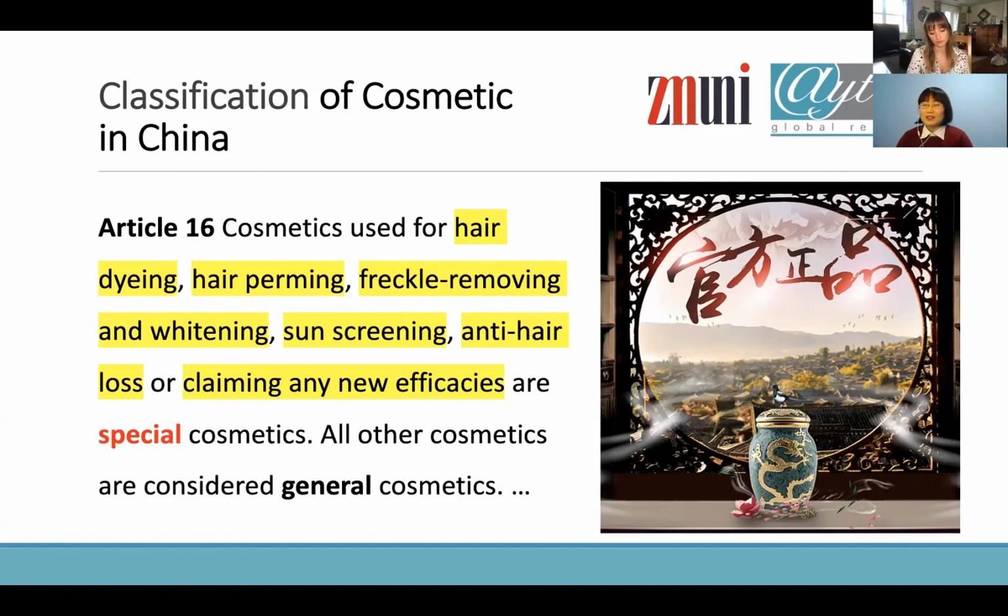As you can see, the state has already given you the procedures to follow. On the screen are hair dyeing, hair perming, freckle removing and whitening, sunscreen. I'm not going to read all of them, but those five plus one, and anything not mentioned here by the Chinese NMPA, all count as special cosmetics. What it means is that you have to do animal testing if your cosmetic is classed as a special cosmetic.